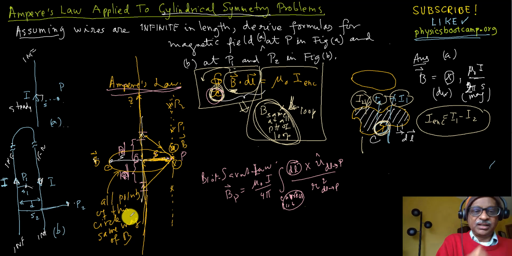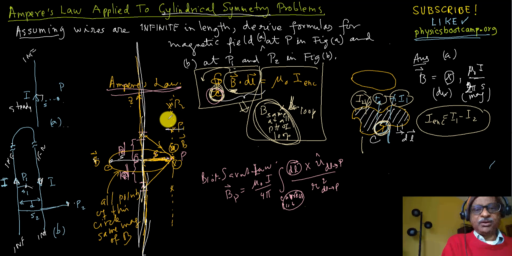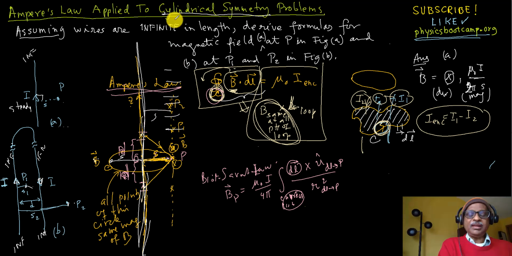Same magnitude magnetic field at this point circle. Just direction is changing from place to place. This is due to the cylindrical symmetry of the current carrying wire. Because of the cylindrical symmetry of the current carrying wire, two things have happened. All these points are the same distance, and the magnitude of the magnetic field is not dependent on direction.